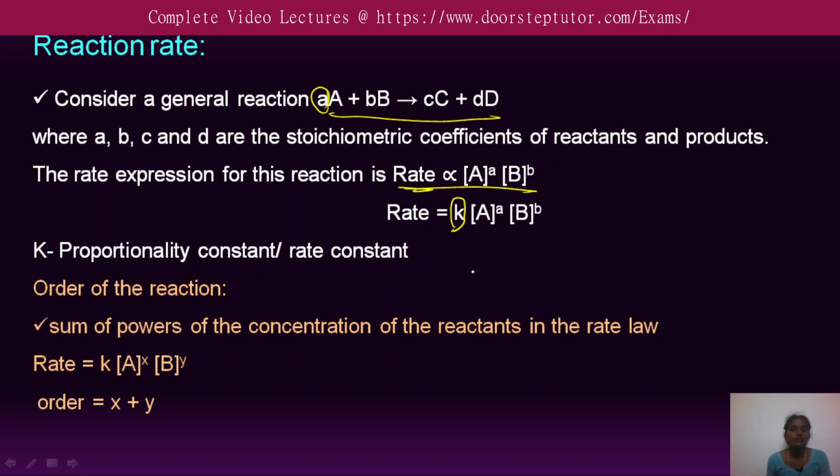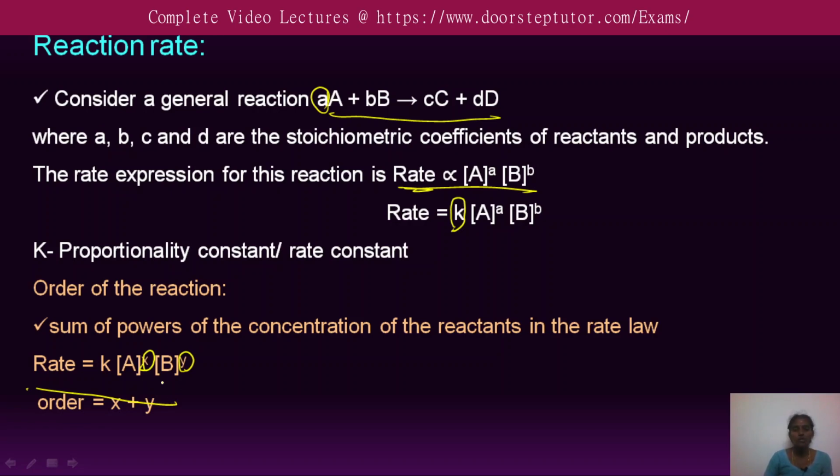The sum of the powers of the concentrations of the reactants in the rate law is called the order of the reaction. That is, if the rate is equal to k times the molar concentrations of A and B to the power of x and y, then the order is the sum of the powers x and y, known as the order of the reaction. Based on this order value, we can classify reactions into zero, first and second order reactions.